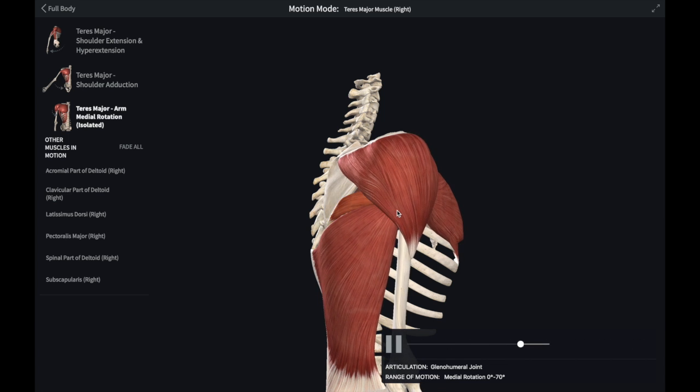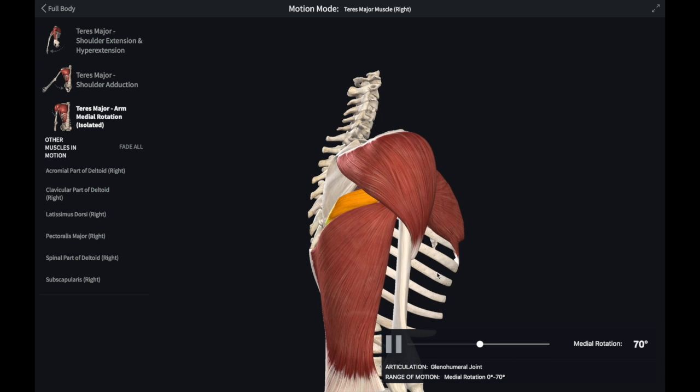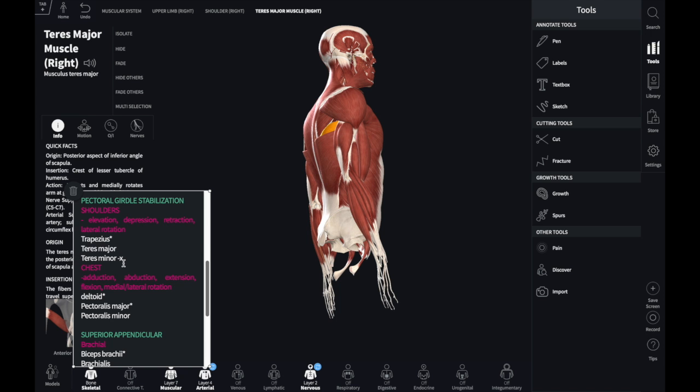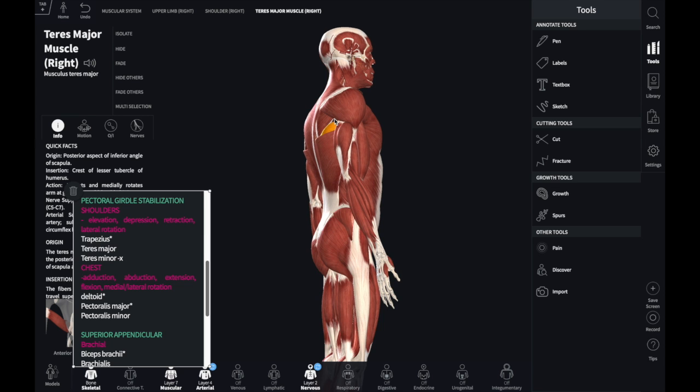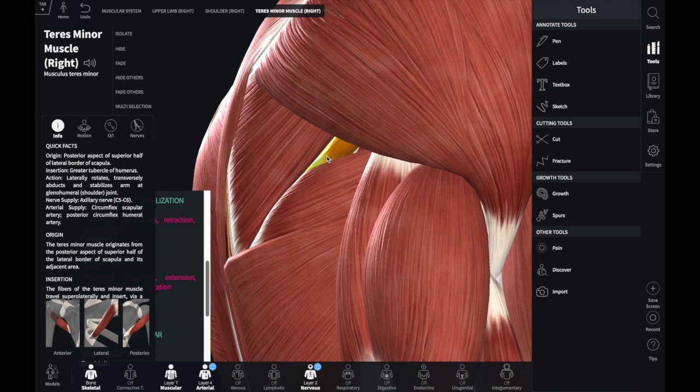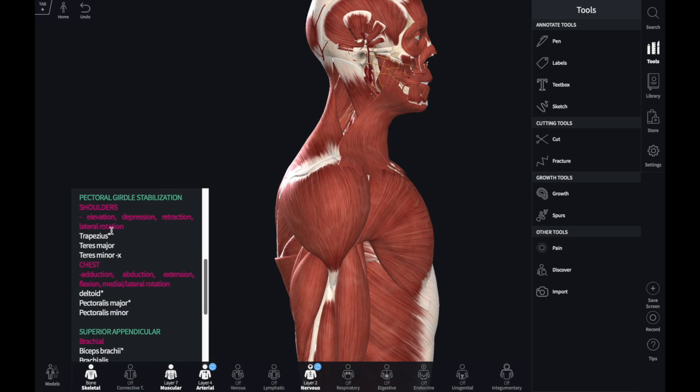The last thing it works on is a medial rotation, so turning your arm inward. Now the teres major will work with the teres minor as well, which is just a bit deeper. And that would be right in there. The next set of pectoral girdle stabilization muscles are muscles of the chest.